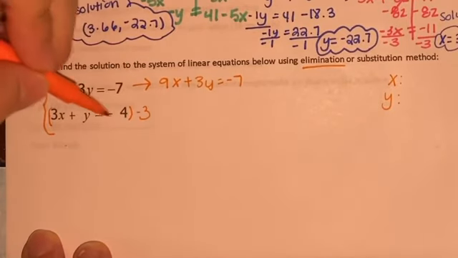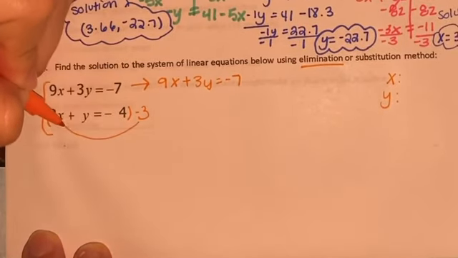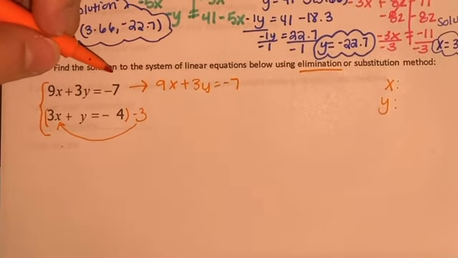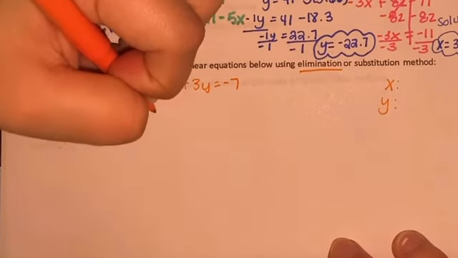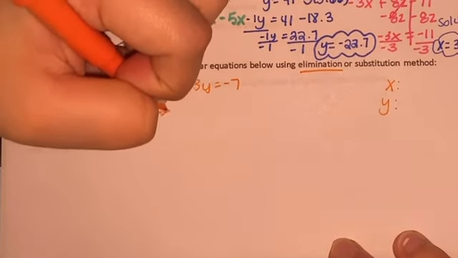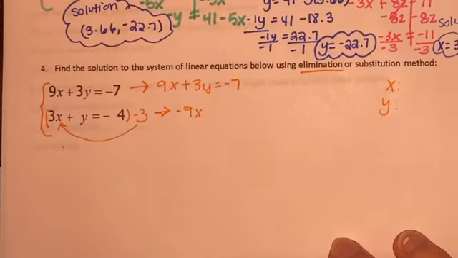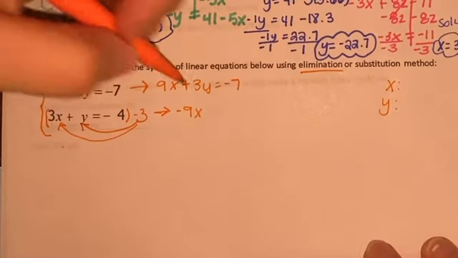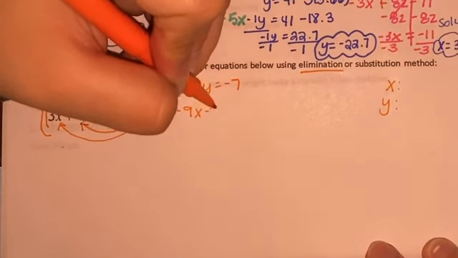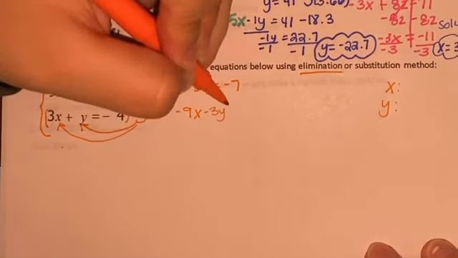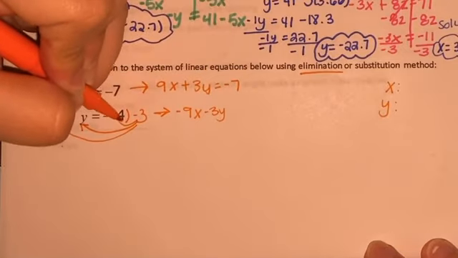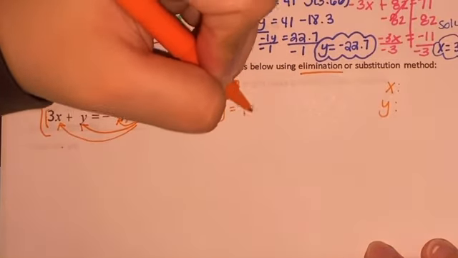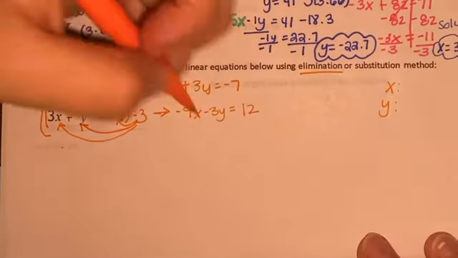And then this one we're going to distribute. So negative 3 times 3, which is negative 9, so we get negative 9x. And then negative 3 times 1 equals negative 3y. And then negative 3 times negative 4 should equal 12. So now that they're here, we're going to cancel them out to find the 0.